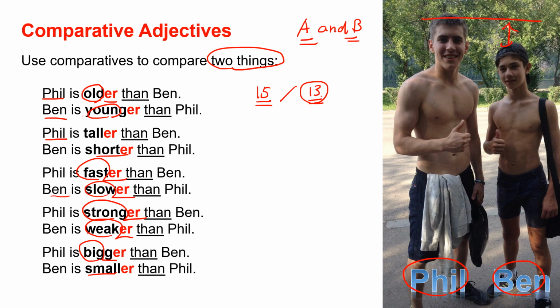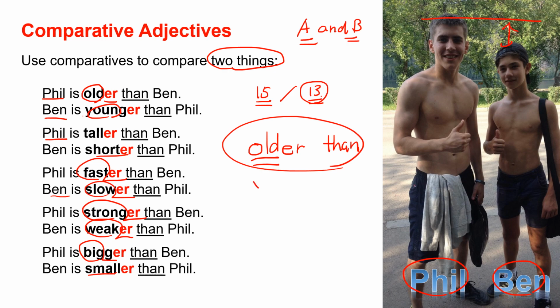As you have noticed, there's an adjective, old. And if you put er with than, this becomes comparative. Younger than. And fast. Faster than. This is the way you compare two things.